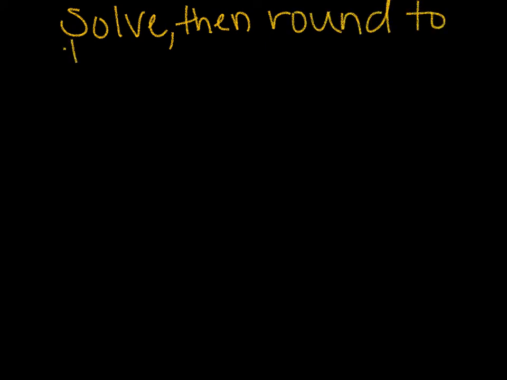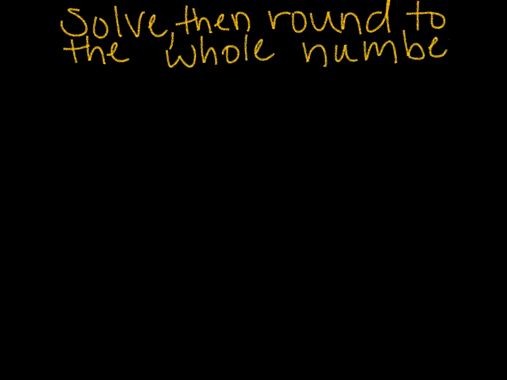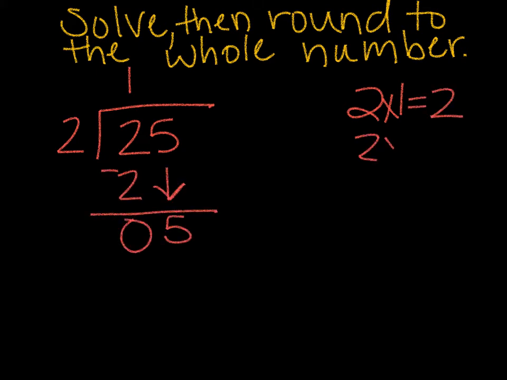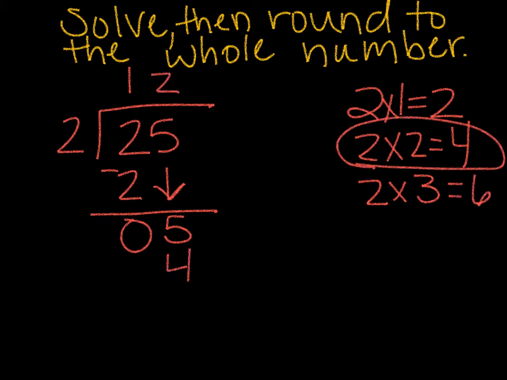Solve, then round to the whole number. 25 divided by 2. 2 fits into 2 one time. I know that because 2 times 1 is 2. Subtract, I get 0. Bring down my 5. 2 fits into 5 two times because 2 times 2 is 4 and 2 times 3 is 6, so it has to be 2, sorry. 5 minus 4 is 1, so I need to add my decimal 0.